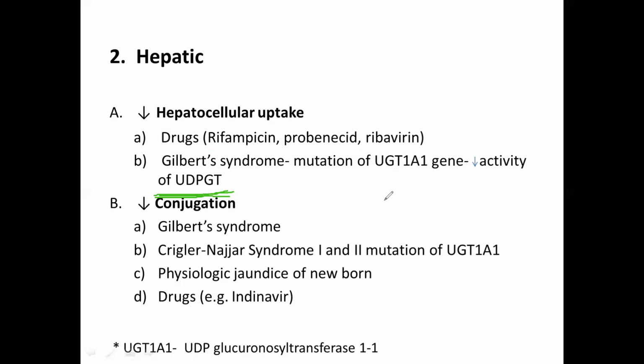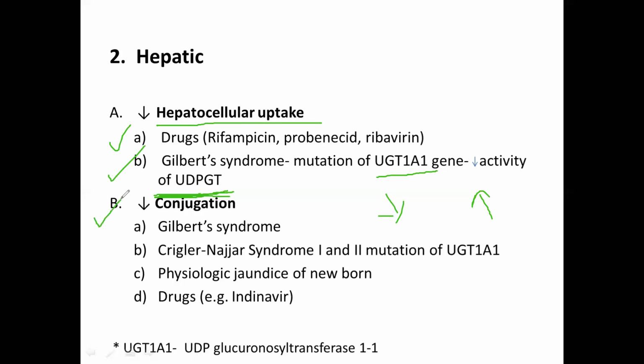So in Gilbert syndrome, what will happen? The activity of this UDPGT is decreased because of mutation of the UGT1A1 gene. So what will happen if the activity of UDPGT decreases? If it decreases, there will not be conjugation of bilirubin, and because of no conjugation of bilirubin, there is increased unconjugated hyperbilirubinemia. So these are the two conditions which are responsible for unconjugated hyperbilirubinemia, or you can say they are involved in decreased hepatocellular uptake.